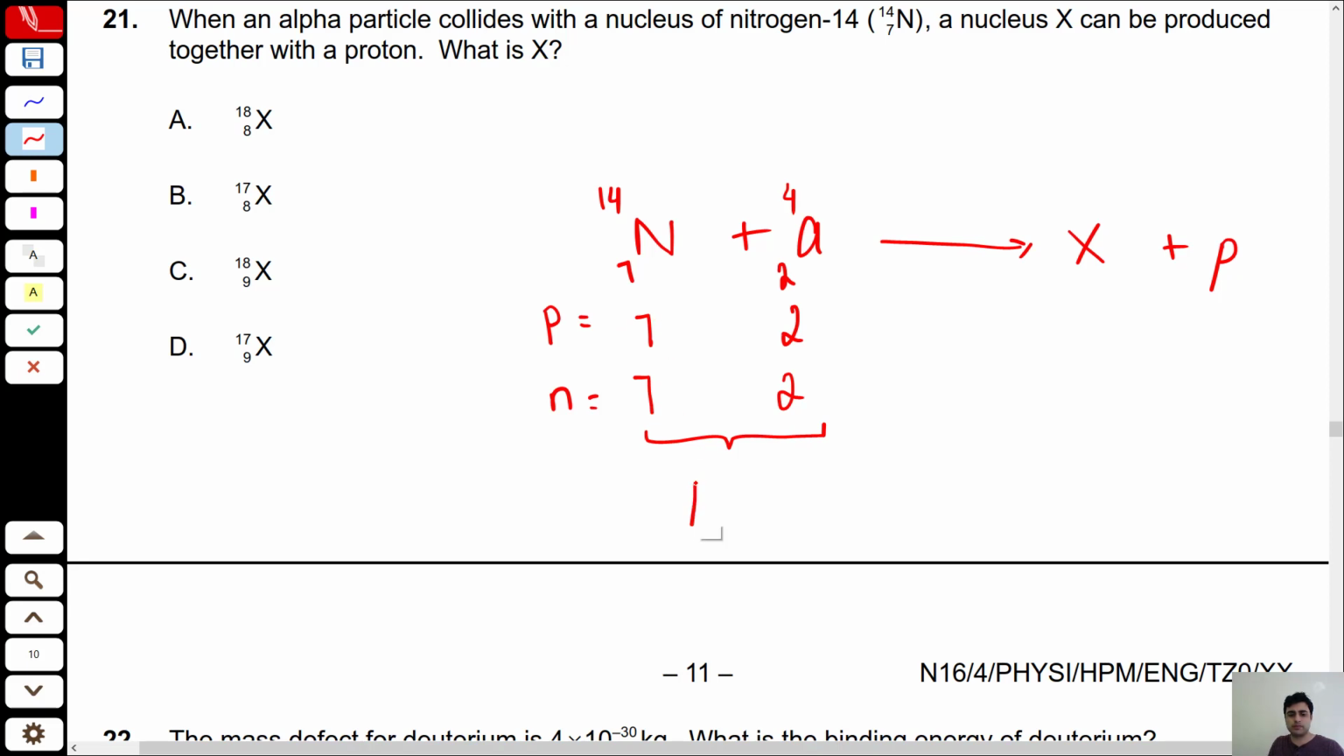So in total, we have 7 plus 2, 9 protons and 9 neutrons. Okay, so it looks like we have to give away 1 proton. As a result, there will be only 8 protons left behind. And how many neutrons do we have? We have 9 neutrons. So on the nucleon number, we have to add up the neutrons with the number of protons left behind. So 9 plus 8 will be 17. So it will be 17 and 8.